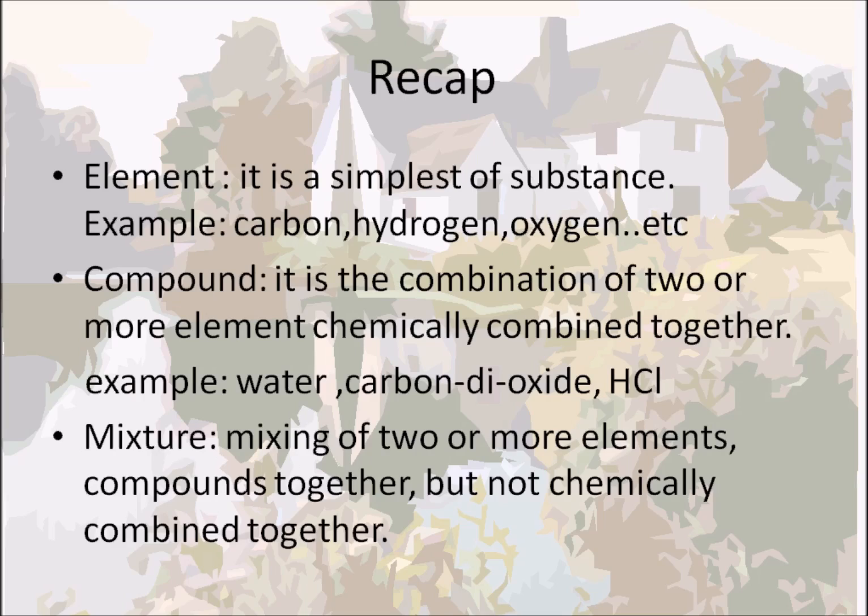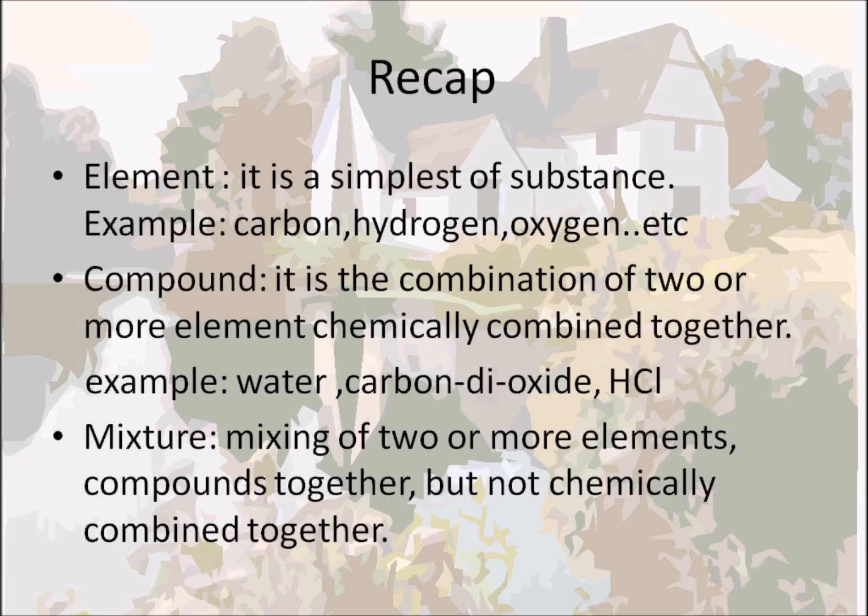We learned the general characteristics of elements, compounds and mixtures. An element is the simplest of the substances. For example, carbon, hydrogen and oxygen are all elements formed by the same kind of atom. A compound is the combination of two or more elements chemically combined together. For example, water, carbon dioxide and HCl are compounds.